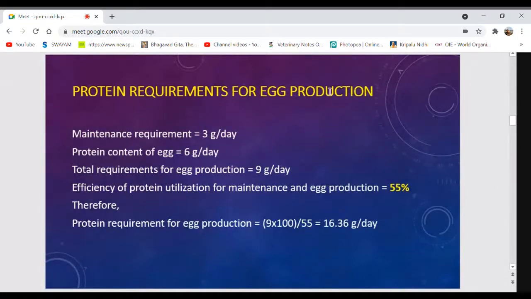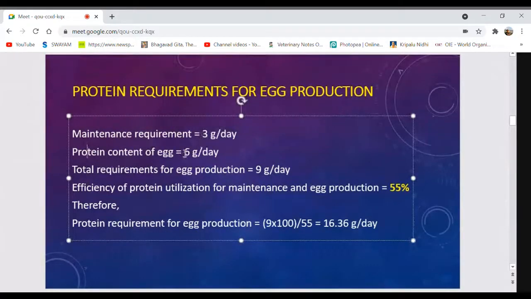Then protein requirement for egg production, it is very easy. Maintenance requirement is only 3 gram per day, and protein content of egg is 6 gram. So we have to provide this 6 gram and 3 gram. The total requirement for egg production will be 9 gram. And if egg production is 85%, then the total requirement will be 9 into 0.85.